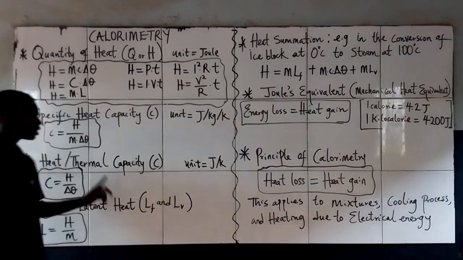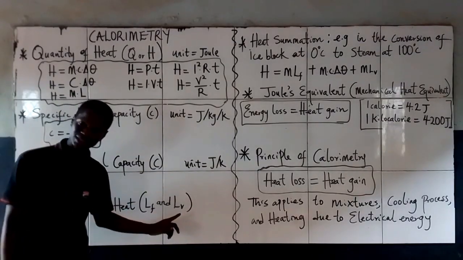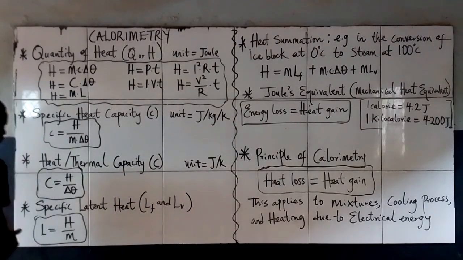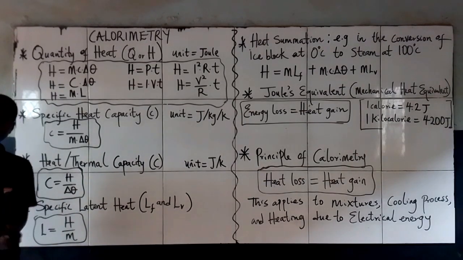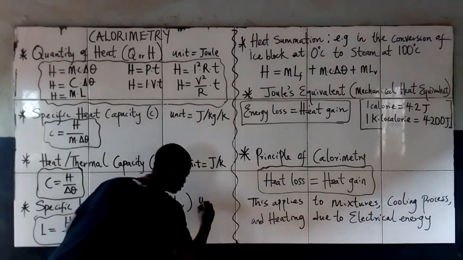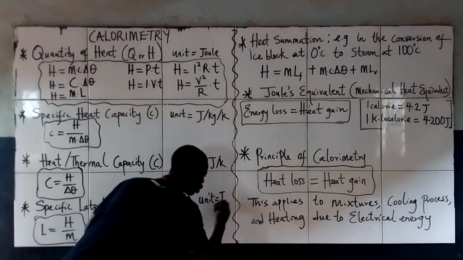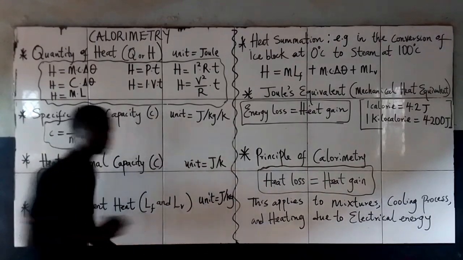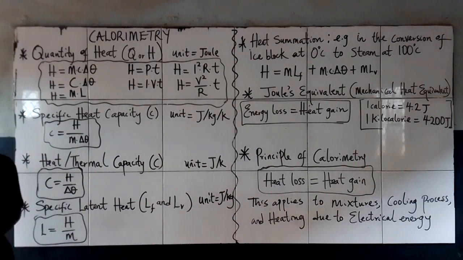Specific latent heat of vaporization. Now there's a formula you can use to find any of these. I just pick L, because the formula is the same for both. We can say L is equal to quantity of heat over the mass. The quantity of heat used up in the conversion from one state to another, over the mass of the whole body, will give you the specific latent heat. The unit for this is joule per kg. Take note of this; that's the unit for specific latent heat.